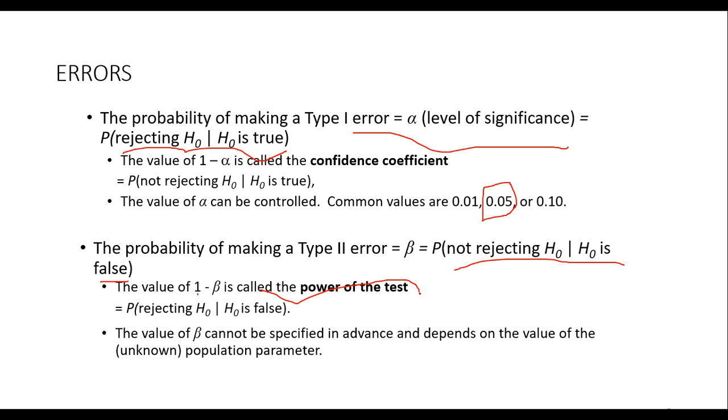So you always want the power of the test to be high. You want the confidence coefficient to be high. You want the type 1 error alpha, the level of significance, to be low. The value of beta cannot be specified in advance, and it depends on the value of the unknown population parameter. So alpha you normally fix in advance as 1%, 5% or 10%, that is 0.01, 0.05 or 0.1. But beta cannot be specified in advance. It depends on the value of the population parameter that you are trying to find.